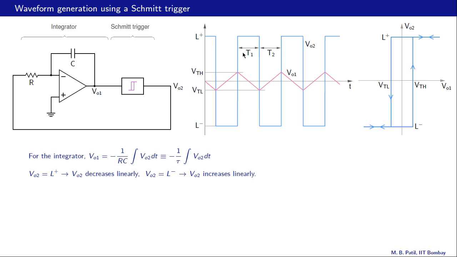Alright, so let us consider the case where VO2 is positive. Let's say this interval marked T1 here. So here VO1 is decreasing because VO2 is positive. And what is happening in terms of this VO versus VI relationship for the Schmitt trigger? VO2 is high, so we are here, and VO1 is decreasing, so we are going in that direction. When we cross VTL, the output is going to flip from high to low, and that is what happens here.